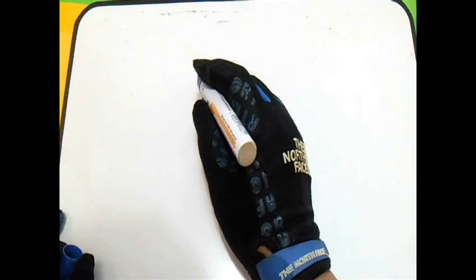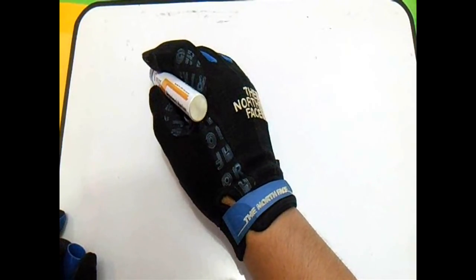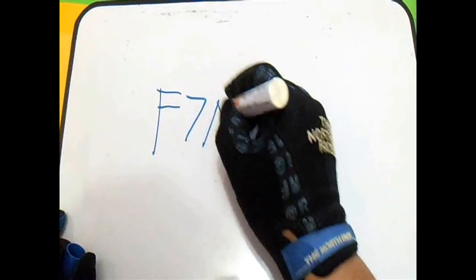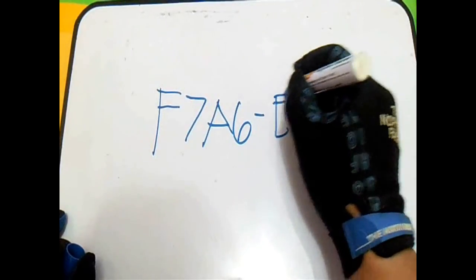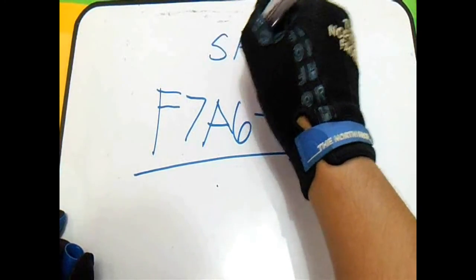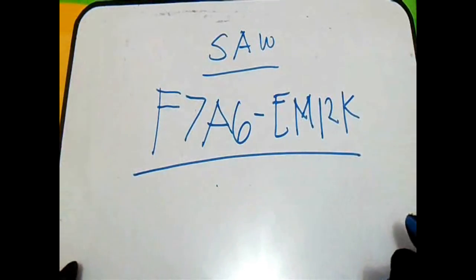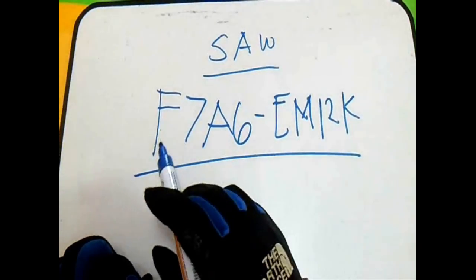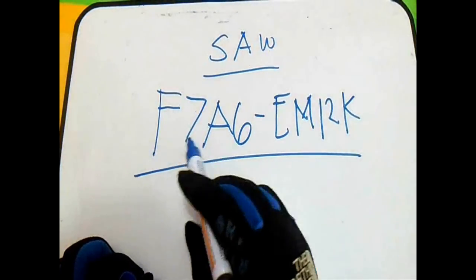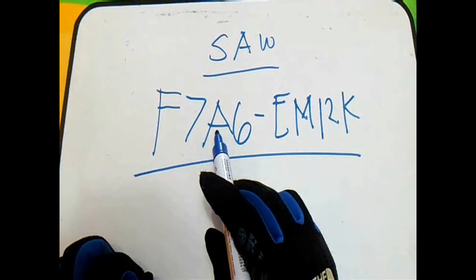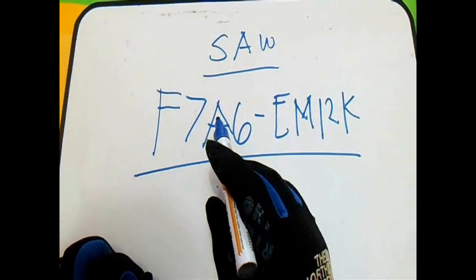So we have an example. This is our example for SAW: F7A6-E-M12K. I already discussed the meaning of all this. Let's review it. We have F, flux. This 7 is the tensile strength, 70,000 PSI. And we have A for as-welded, and we have P; if you see the P here, it is post weld heat treated.